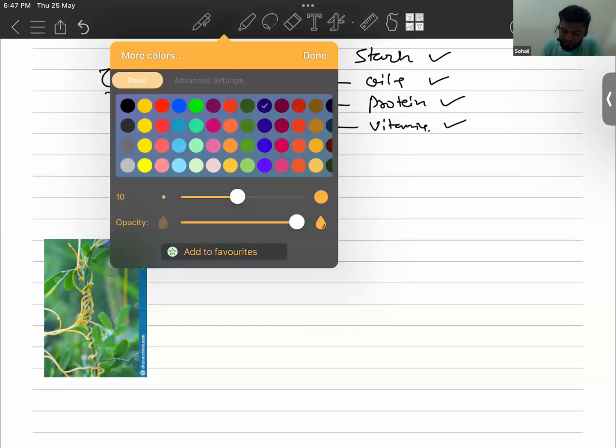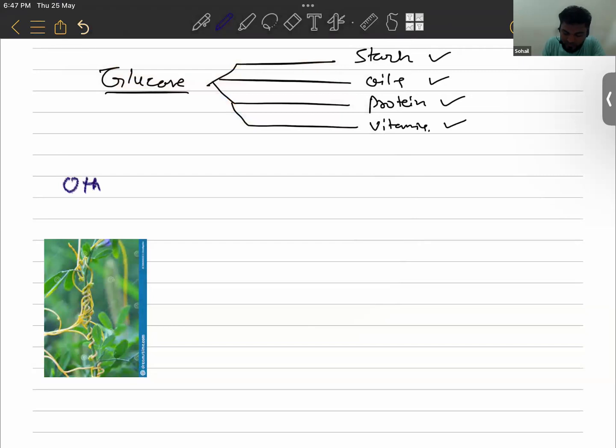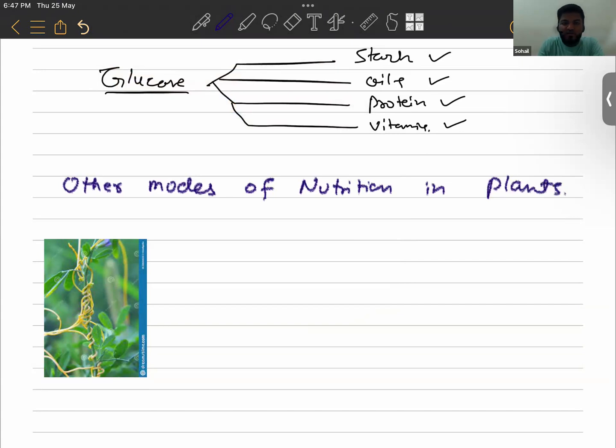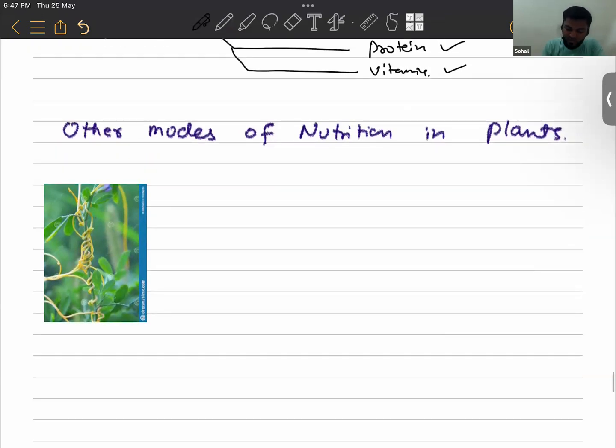Okay. Yes, sir. So it is other modes of nutrition in plants. Now, can you think of what are the other modes of nutrition in plants? We normally see that plants perform photosynthesis, but what are other modes of nutrition for plants? Parasites. Yes, Mafaz? Parasites, very good. And saprotrophs, very good.